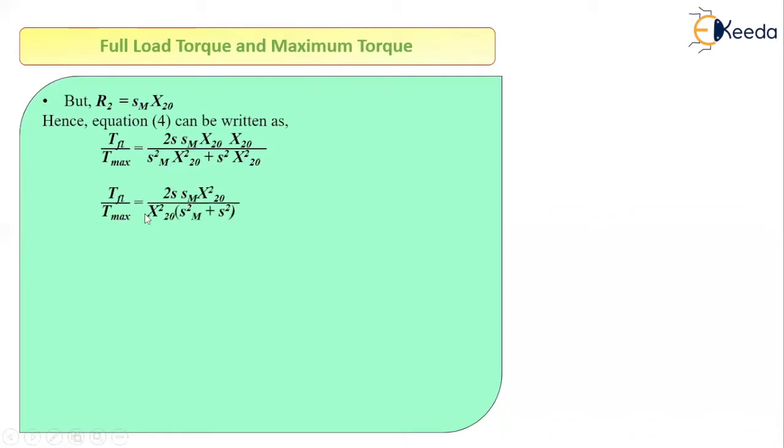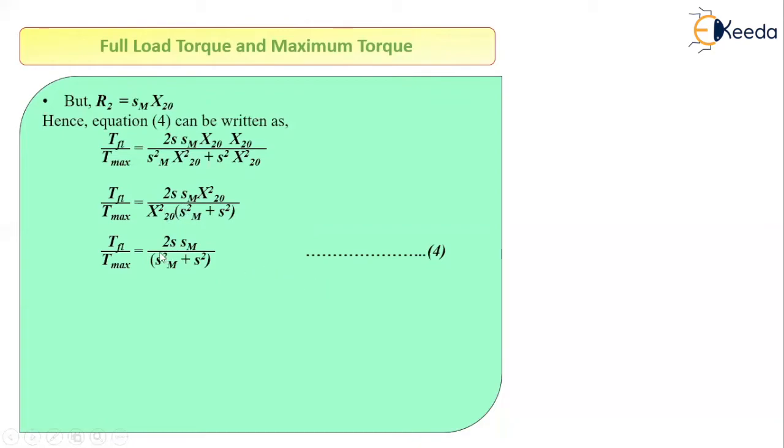So TFL by Tmax is equal to, see the numerator is rearranged as 2 s Sm into X20 multiplied by X20, that is X20 square. Now in the denominator, the term X20 square is common. So the denominator becomes X20 square bracket Sm square plus s square. Now again in the numerator and denominator, X20 square will get cancelled. So the equation is finally modified as TFL divided by Tmax is equal to 2 s Sm divided by Sm square plus s square.